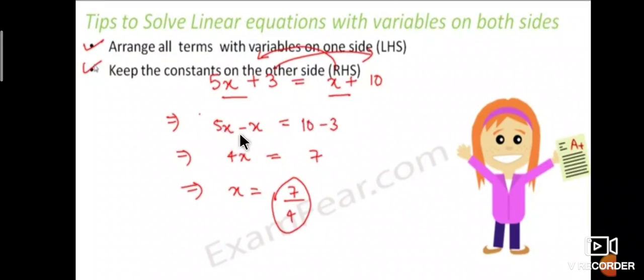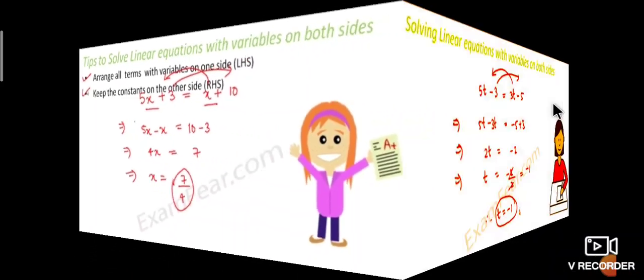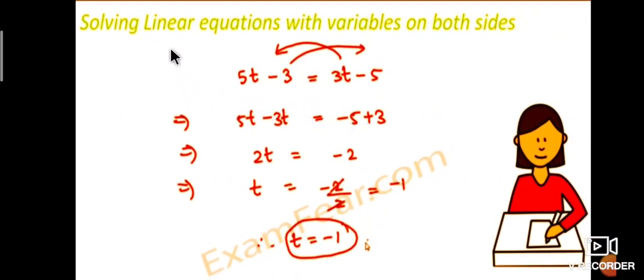Therefore 5x, transposing x from RHS to LHS, becomes minus x. Plus 3 transferred from LHS to RHS becomes minus 3. Therefore 5x minus x is equal to 10 minus 3. 5x minus x is equal to 4x, and 10 minus 3 is 7. So 4x is equal to 7. Therefore x is equal to 7 by 4. That is the solution.